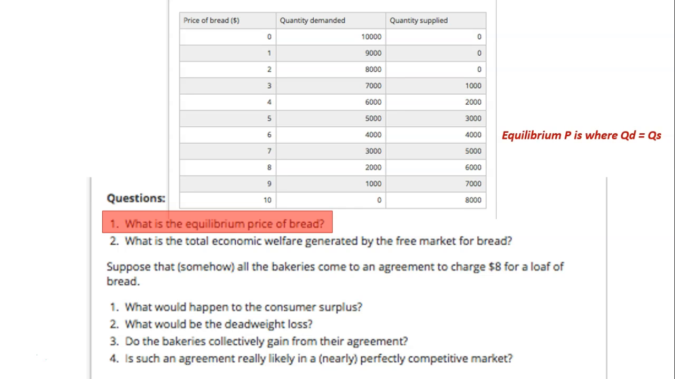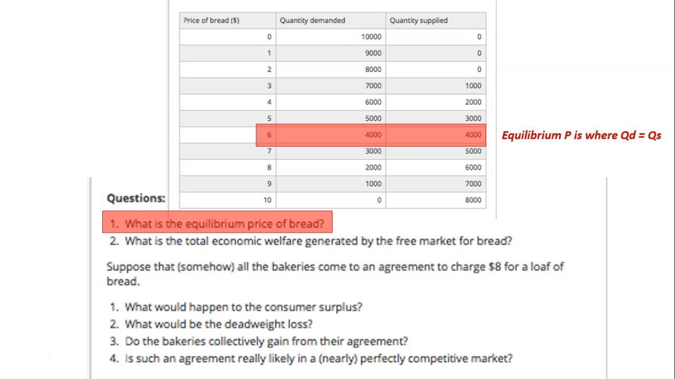Well, we know that the equilibrium price is the price at which the quantity demanded equals the quantity supplied, and you can simply look at the table to find where that is. It's here. The price of $6, the quantity demanded is 4,000 and the quantity supplied is 4,000.